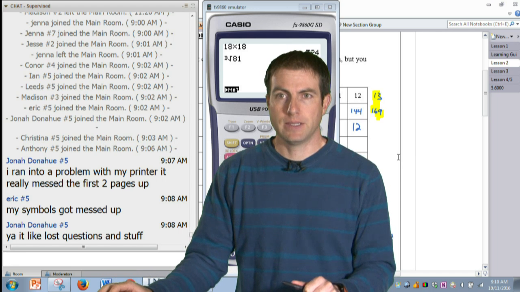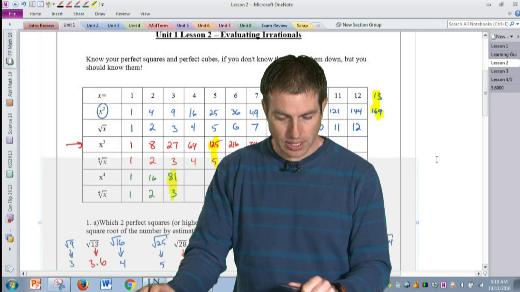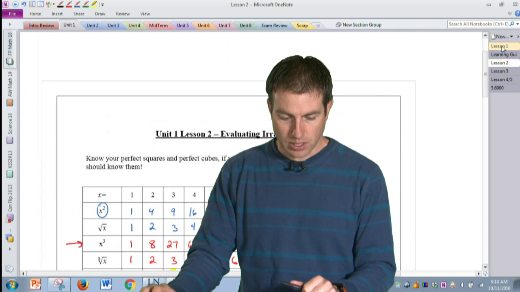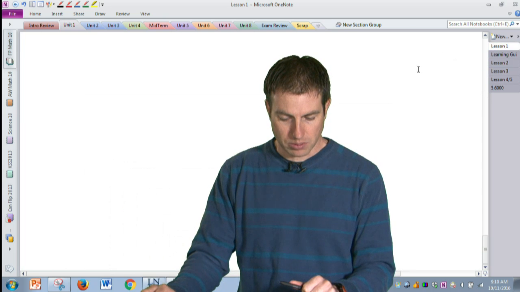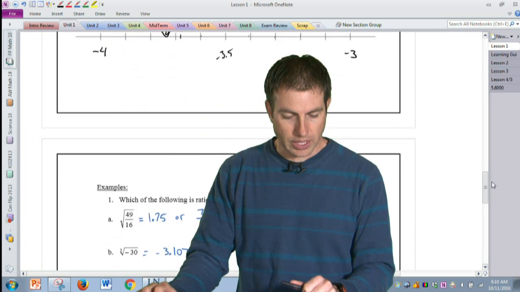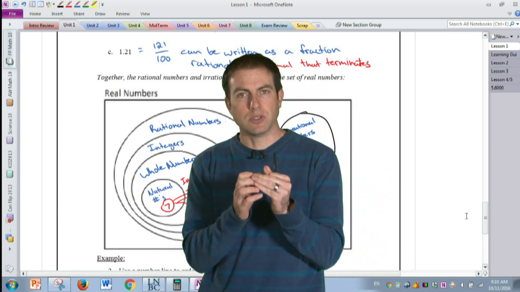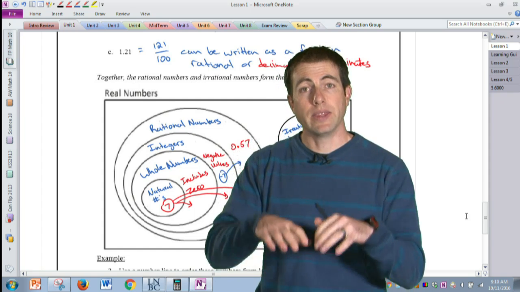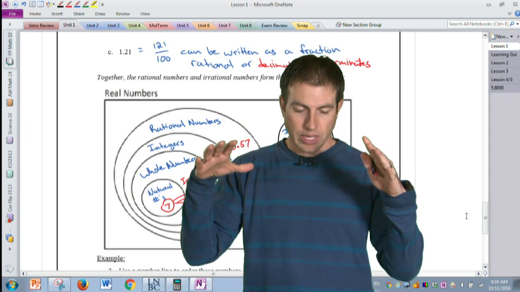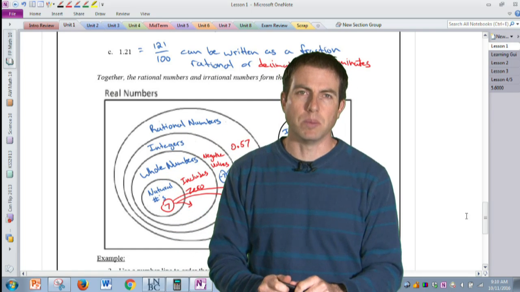Yeah, I don't see a ton of people writing questions, but last class we did 2 things. We finished off talking about the real number system. So we drew this diagram right here. In the middle we have natural numbers, so 1, 2, 3, 4, 5. Then the next circle is whole numbers, and then we had integers, rational numbers, and then irrational numbers.